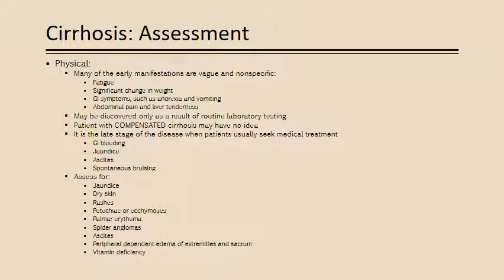It is in the late stage of the disease when patients usually seek treatment, and the reason they would come in would be evidence of GI bleeding, jaundice, ascites, abdominal pain, abdominal swelling, spontaneous bruising, which would indicate your thrombocytopenia problems, right? We want to assess them for jaundice, dry skin, any rashes, petechiae or ecchymosis, palmar erythema, spider angiomas, ascites, peripheral dependent edema of the extremities, and the sacrum, interestingly enough. And let's do vitamin deficiency studies. Let's do some lab work.